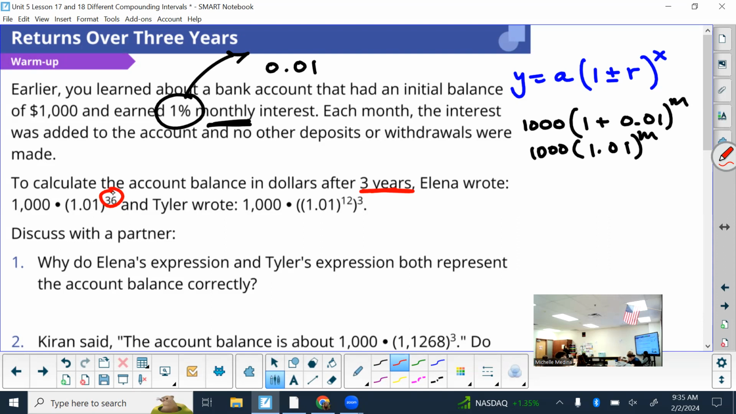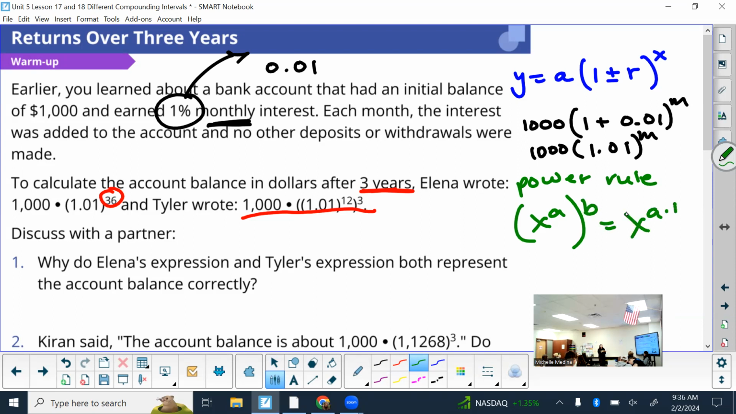So Elena is right. Is Tyler also right? I saw maybe one person say that they're both right. So think about it. Would that give you the same answer? And do you know why it gives you the same answer? The exponents. Okay, good. So that is called the power rule. When you have a power, like an exponent, raised to another power, another exponent, you can just multiply the exponents together. So that's why over here we have the same base, raised to the power of 12 and then raised to the power of 3. 12 times 3 is 36.